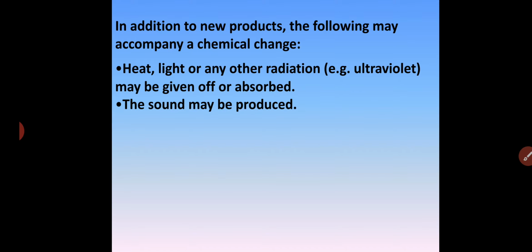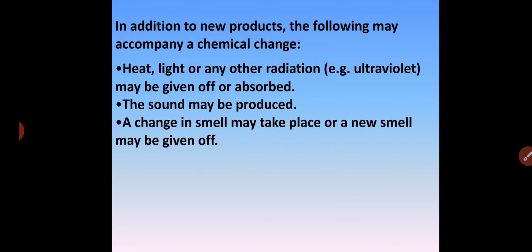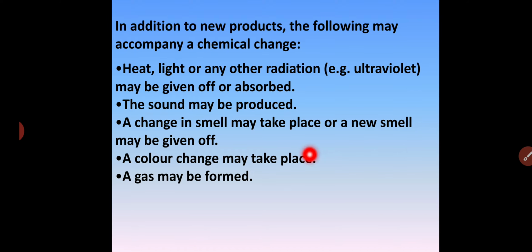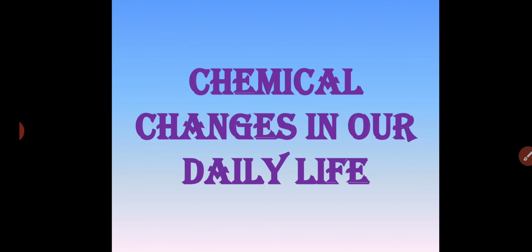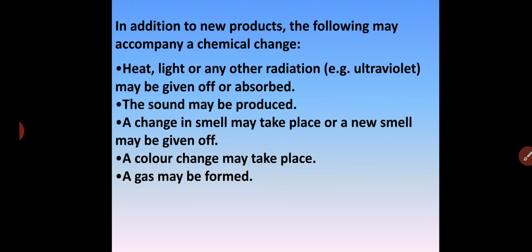A sound may be produced. A change in smell may take place, or a new smell may be given off. So, when we carefully observe a chemical change, different types of smells will come. A color change may take place. A gas may be formed. So, these are the things which happen when there is a chemical change.